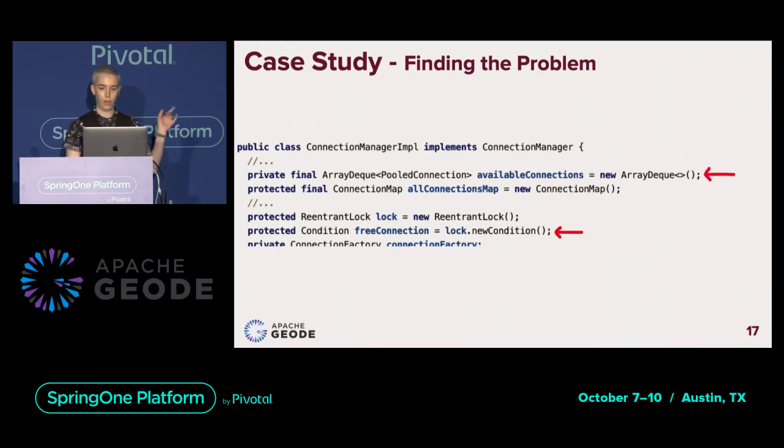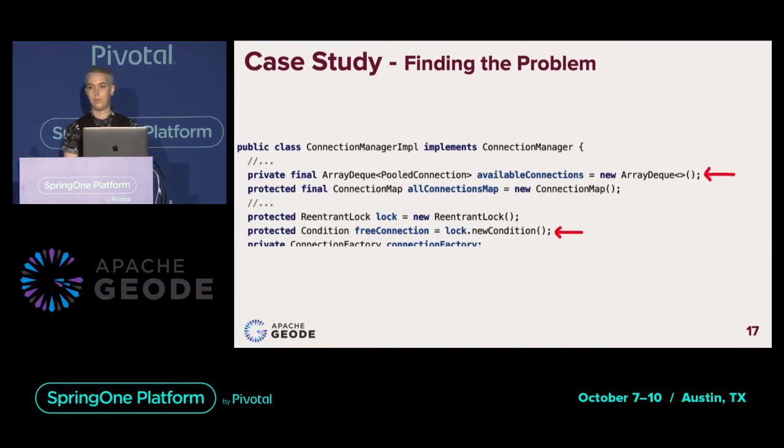So here's the issue in code. This is a pared down version of the connection manager impl, which implements the connection manager. The first arrow here highlights that we are storing available connections in a deque. Because a deque is not a thread-safe structure, the second arrow highlights that reentrant lock that we were seeing in the profiler, which is held every time that we access that deque.